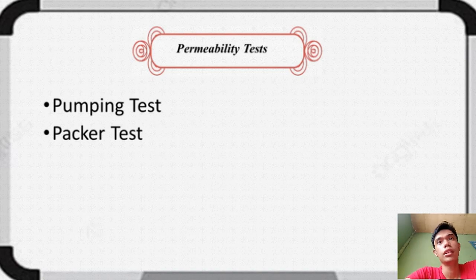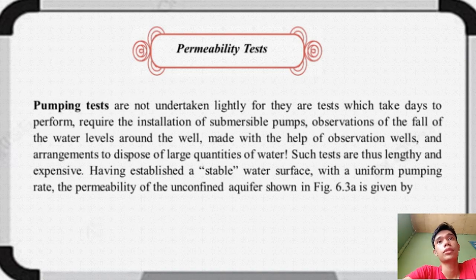Pumping tests are not undertaken lightly, for they are tests which take days to perform, require the installation of submersible pumps, observation of the water levels around the well, made with the help of observation wells, and arrangement to dispose of large quantities of water. Such tests are thus lengthy and expensive, having established a stable water surface with a uniform pumping rate. The permeability of an unconfined aquifer is shown in figure 6.3.